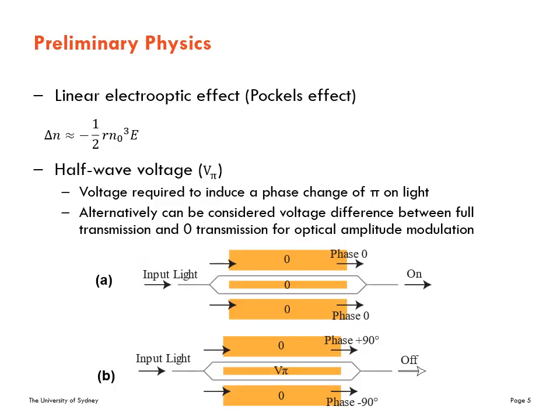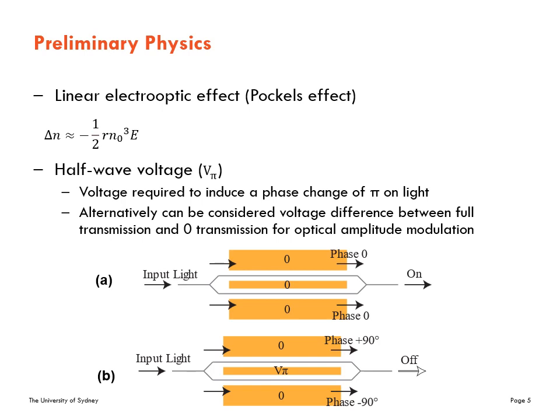Before I explain my work, I need to firstly present some preliminary physics. The linear electro-optic effect, or Pockels effect, is a change in the refractive index of a material linearly proportional to the applied electric field strength. In this formula, r represents the Pockels coefficient, which is dependent on the direction of the applied electric field through the crystal. One key performance metric of electro-optic modulators is the half-wave voltage, or V pi.